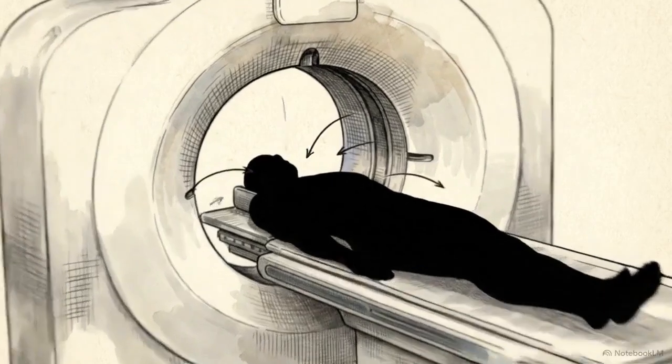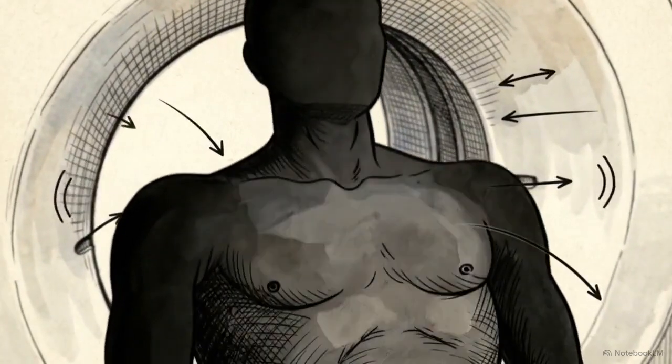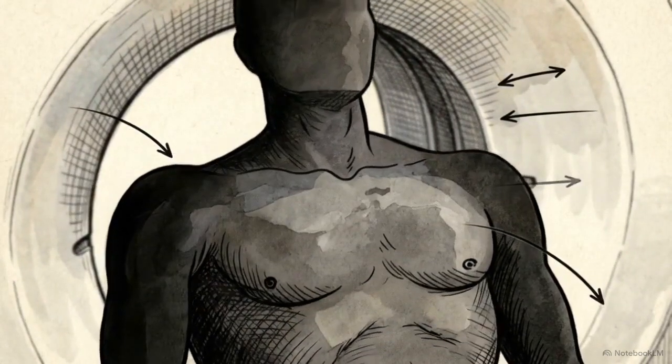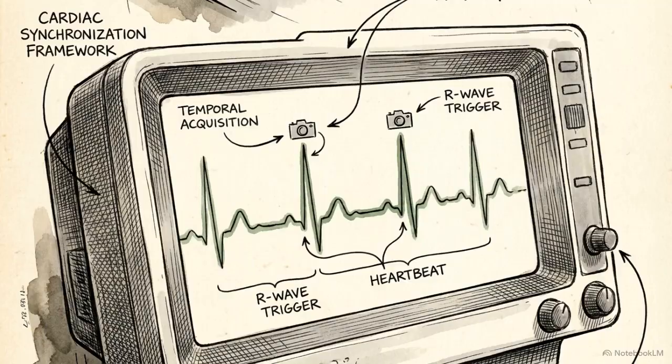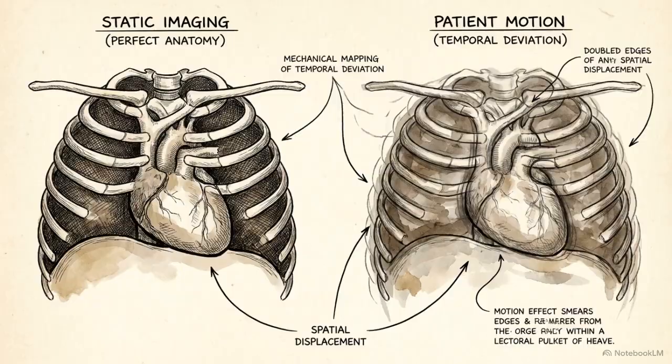Temporal errors result from patient motion, such as breathing or a heartbeat, which causes the scanner to record the same structure in multiple positions. We resolve this through shorter scan times, breath holds, and ECG gating to synchronize image acquisition with the cardiac cycle. The scanner assumes absolute temporal and mechanical uniformity. Consequently, any deviation is mapped directly into the final reconstruction.